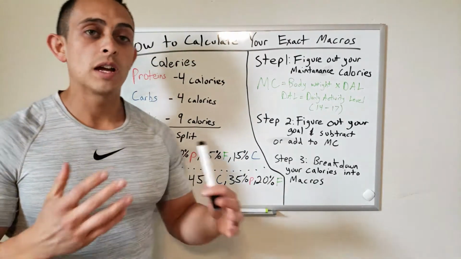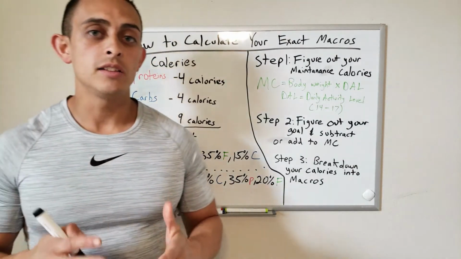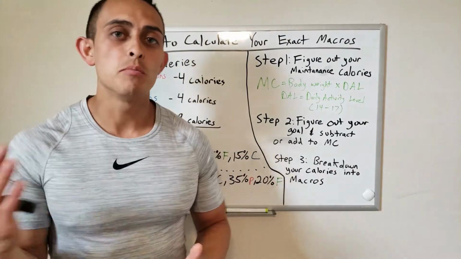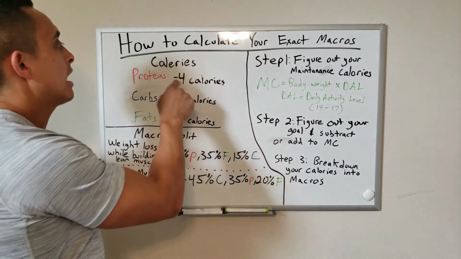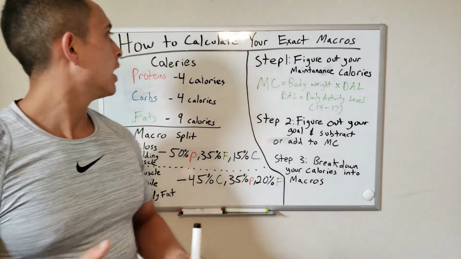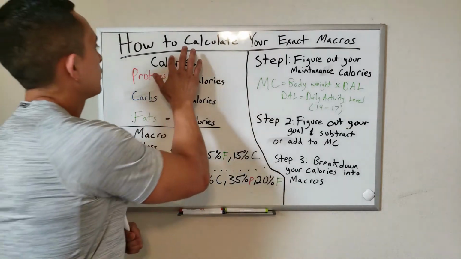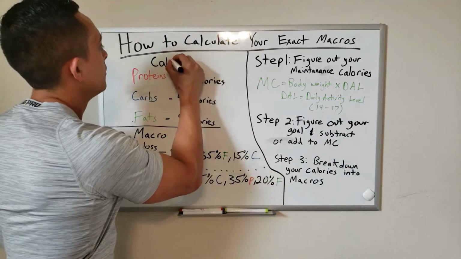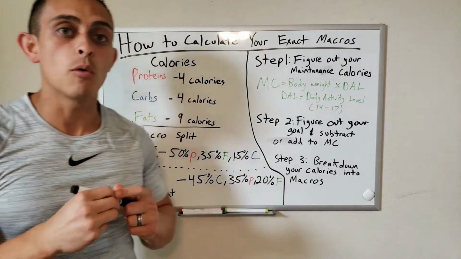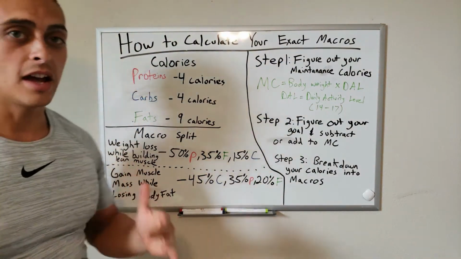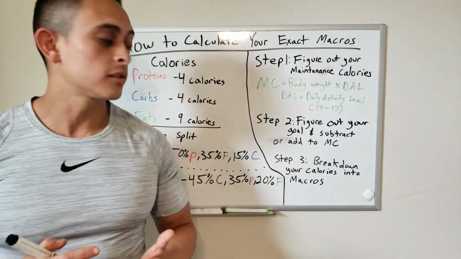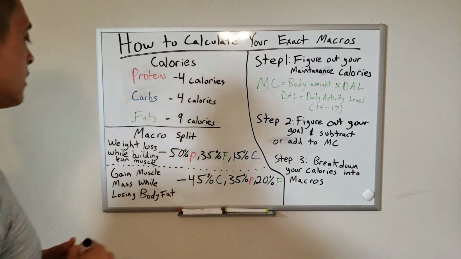Now, if you figure out your macros, it makes it a lot easier to hit your goals, whether it's weight loss or muscle building, because you know exactly what you got to hit. You're not just worried about calories now. Now you're focused on your exact macros, and that's where you can really see results. So let me show you how to do that.